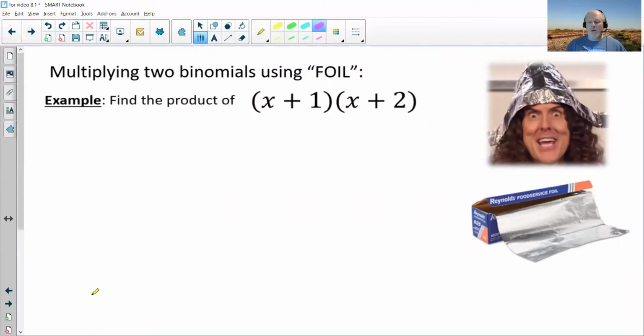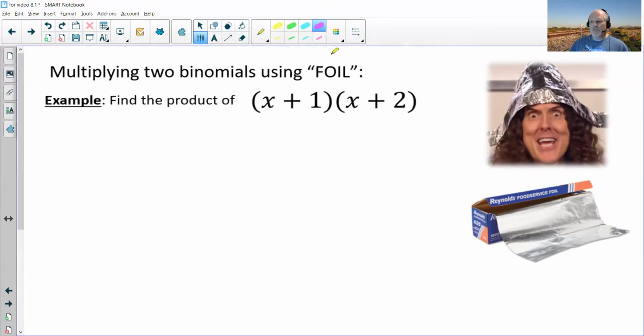Next, how do we multiply polynomials? Well, we use the distributive property, just like we've been doing for quite some time. And when we are multiplying binomials, there's an acronym that a lot of people like to use. I'm not a big fan of acronyms, but if it works for you, that's fine.